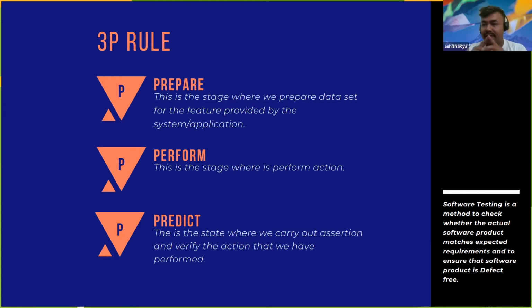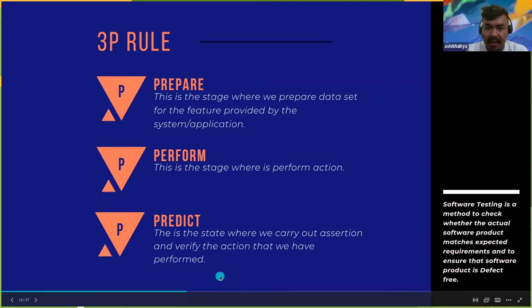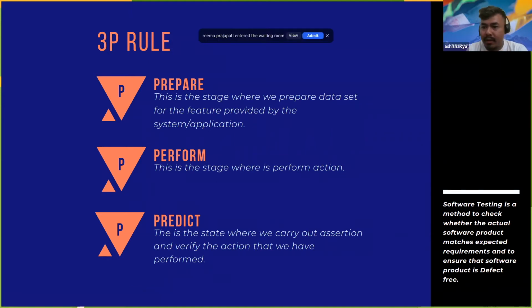Let's suppose there is an example of filling up a form. Preparing the data for the form would be termed the prepare stage. The action of filling out the form can be termed the perform stage, and the action of verifying whether my data is persisted in the database, or whether the data that I've filled in the form is saved or not, can be termed the predict stage. I hope you guys can visualize what I'm trying to explain, right? So this is what the 3P rule defines. This is similar for every test-driven development. It's not only for QA, it's for everything.